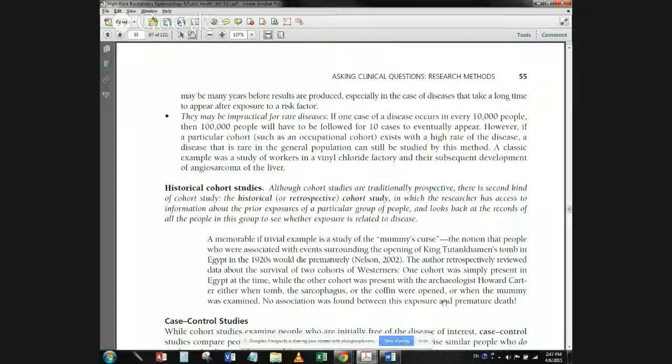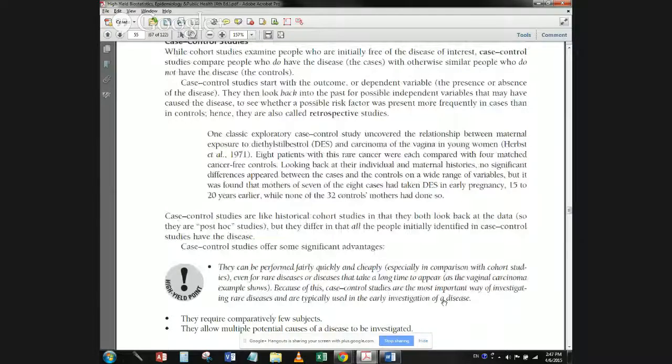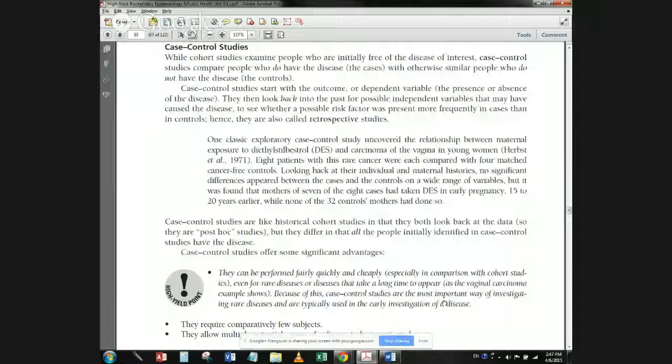Case control studies. While cohort studies examine people who are initially free of the disease of interest, case control studies compare people who do have the disease, the cases, with otherwise similar people who do not have the disease, the controls. Case control studies start with the outcome or dependent variable, the presence or absence of the disease. They then look back into the past for possible independent variables that may have caused the disease, to see whether a possible risk factor was present more frequently in cases than in controls. Hence, they are also called retrospective studies.